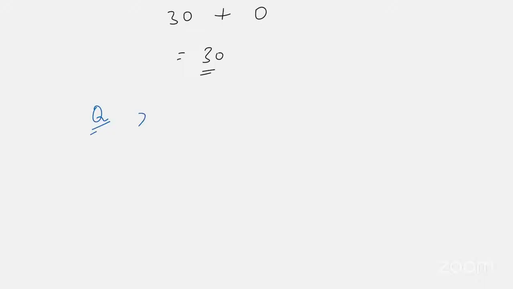29 minus 14 plus 16 minus 12 minus 4. And that's it. 29 minus 14 plus 16 minus 12 minus 4.